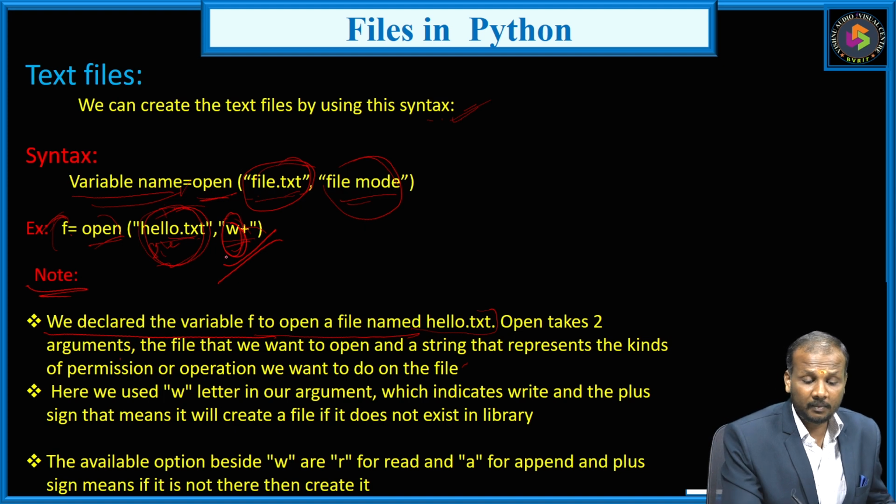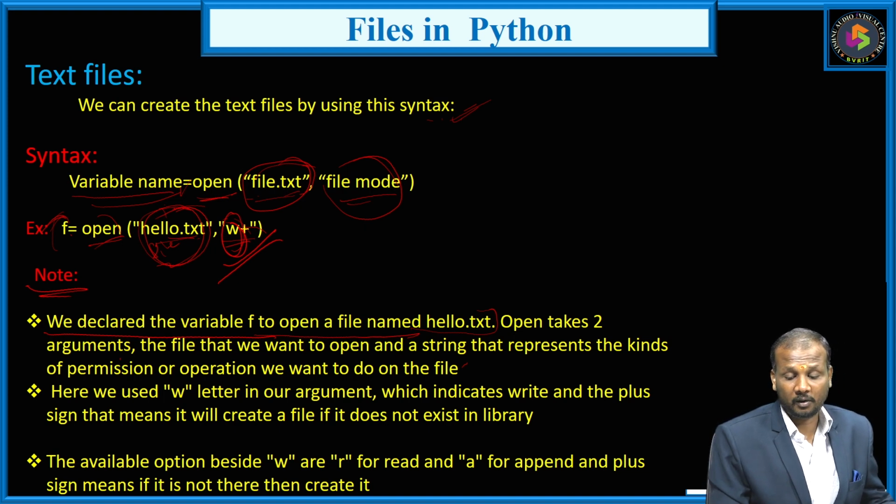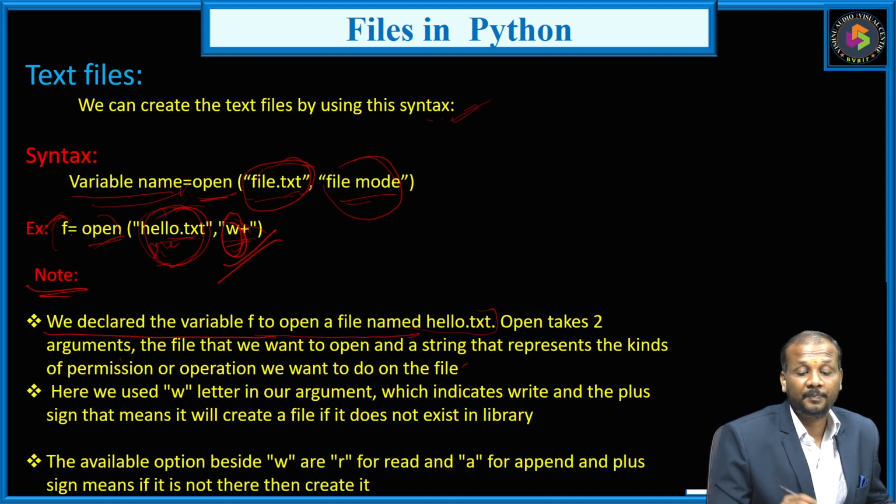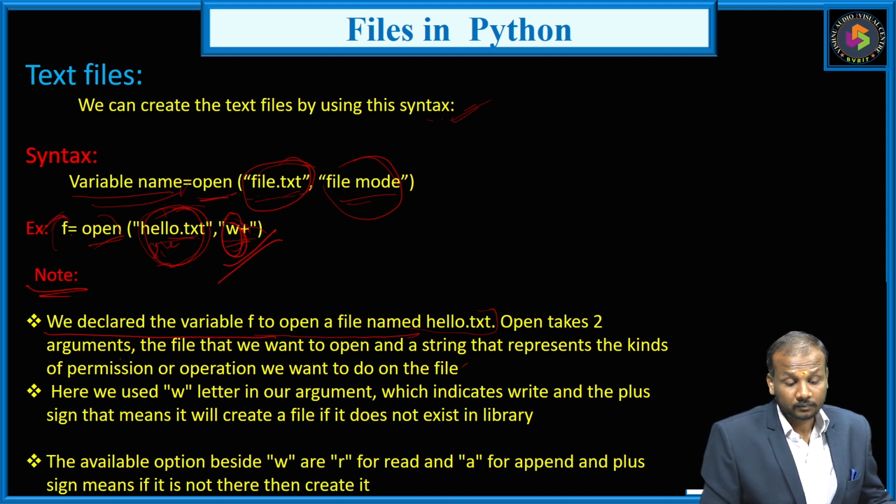Here, what is the meaning of the double letter in our argument? It indicates write, and the plus sign means it will create the file if it does not exist in the library. This is the double plus mode. The available options beside W are R for read and A for append, and the plus sign means create it if it is not there.